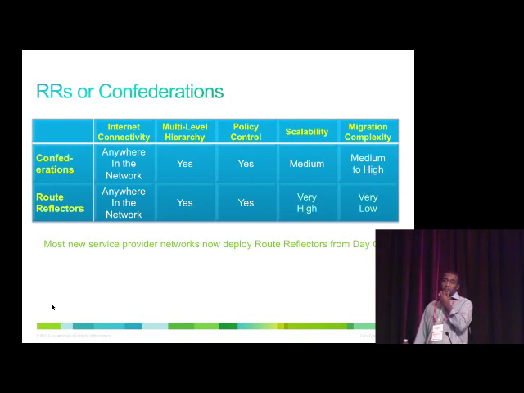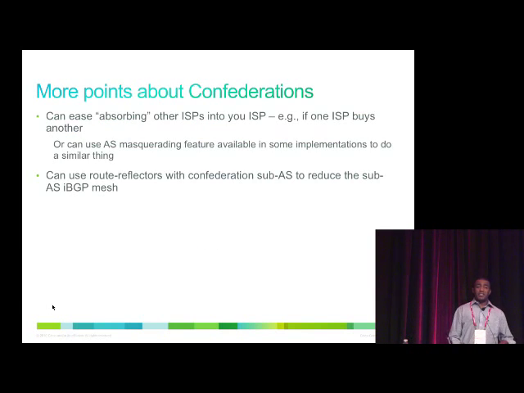So the key differences between the two: both of them can be used for internet connectivity. They both support multi-level hierarchy. They both support policy control. The key difference is in terms of scalability. Route reflector scales better, arguably, and from a migration perspective, route reflector has lower migration overhead compared to confederations. But in some cases where one service provider absorbs another service provider, confederation may be a better choice.